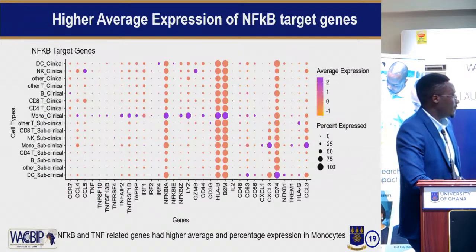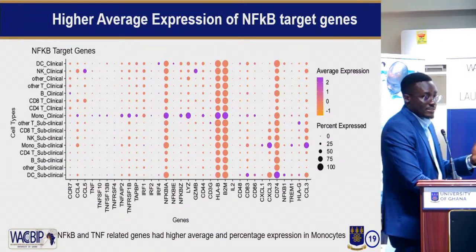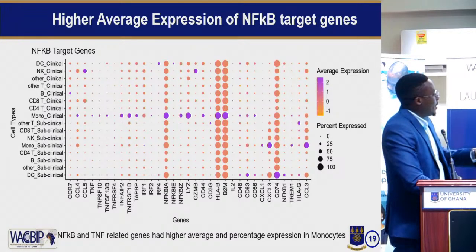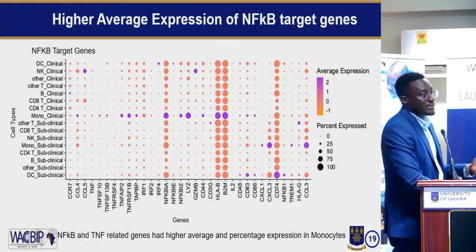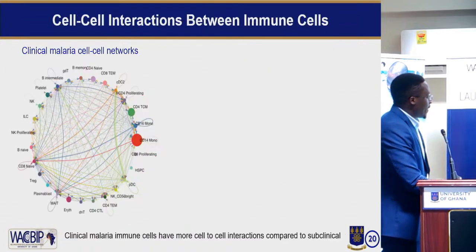And this made us conclude that monocytes actually play a significant role in the expression of interferon-stimulated genes during clinical malaria infection. And when you look at the NF-kappa B target genes, these are the downstream target genes of the NF-kappa B pathway. And you can actually see that the monocytes tend to have higher average expression as well as a higher percentage of cells expressing those particular genes in this subset of genes that we looked at.